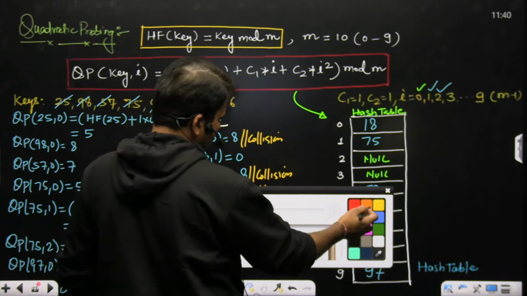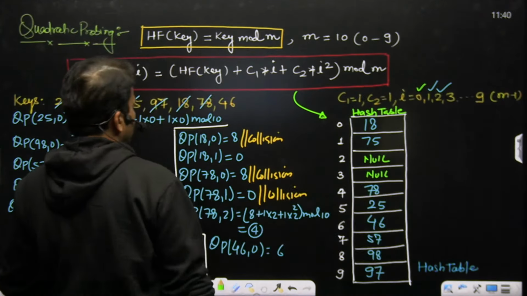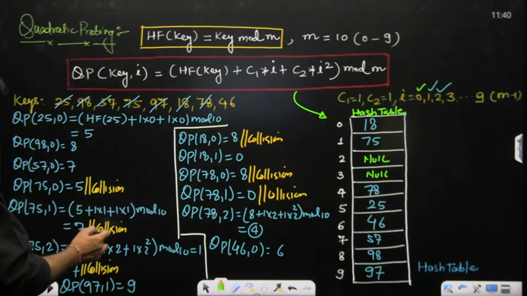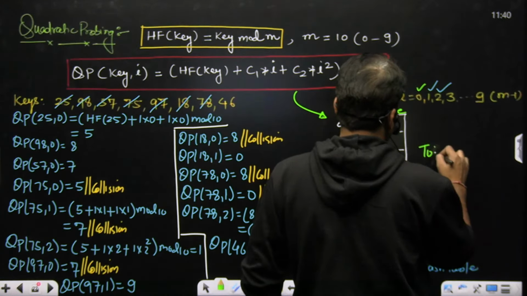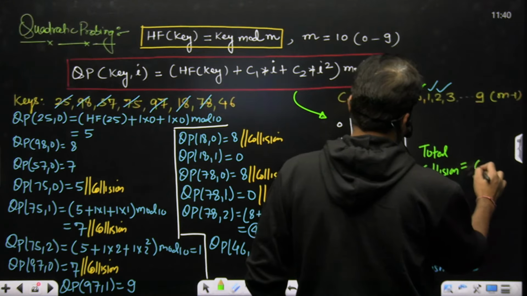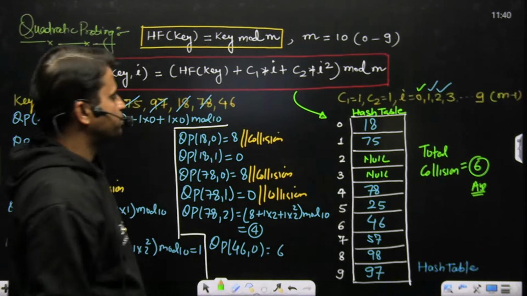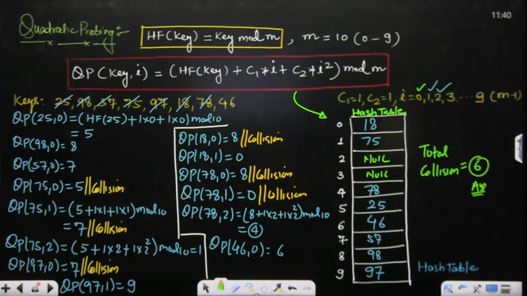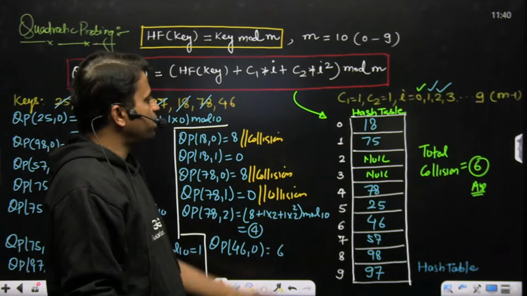And how many total number of collisions occur in this process? How many total collisions happened? Total number of collisions, sir: 1, 2, 3, 4, 5, 6. Total number of collisions is 6, student. Okay, so this is the hash table. In this way you can insert using quadratic probing, right?